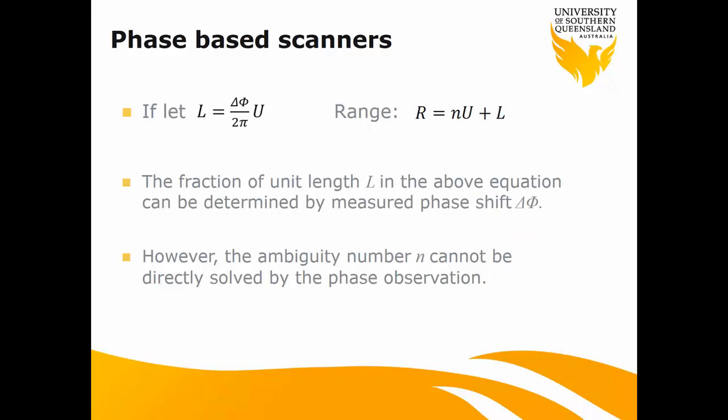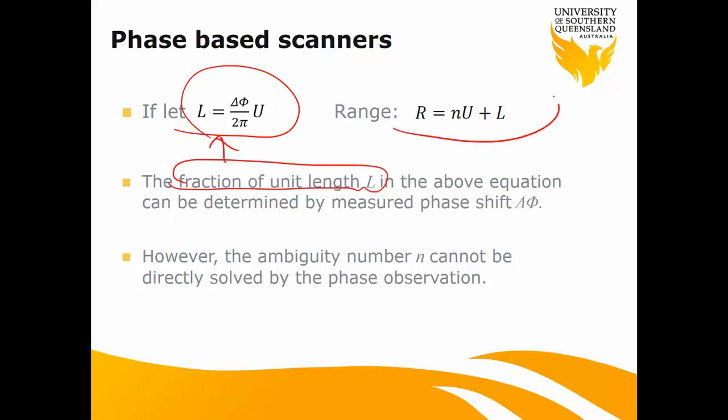We can also use the L to represent the fraction of the unit length. So then finally, the formula is simplified to this: ambiguity number times unit length plus the fraction of unit length. So can we take measures to ignore this, or to avoid measuring this ambiguity number?